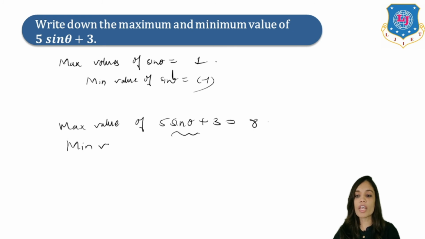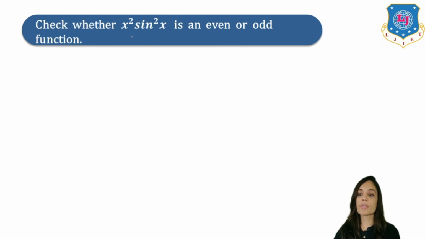And the minimum value of 5 sin theta plus 3. Now put minus 1 over here, right? So the answer will be what? Minus 2. Okay. So now let us go to the next example.